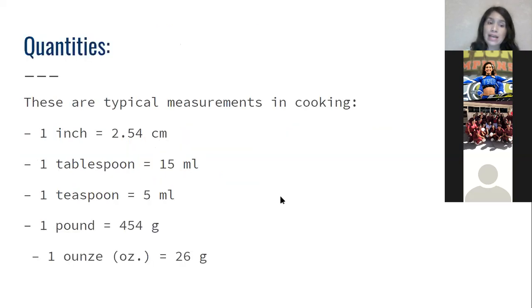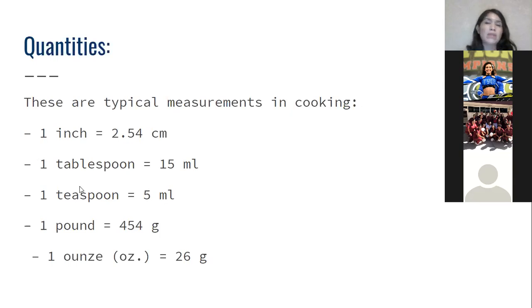For example, these are the typical measurements in cooking. 1 inch, 1 tablespoon, this is very common, which is una cucharadita. Teaspoon, esto ya es una cucharada normal. A pound, which is almost half a kilo. And 1 ounce, which is 26 grams.